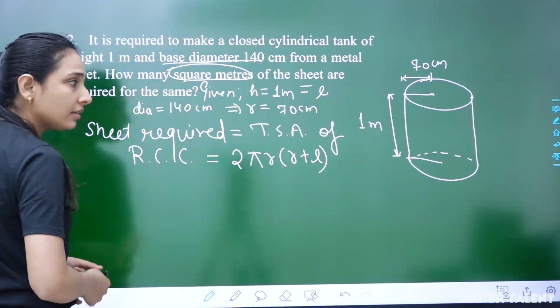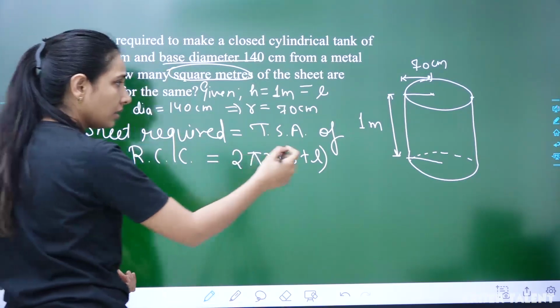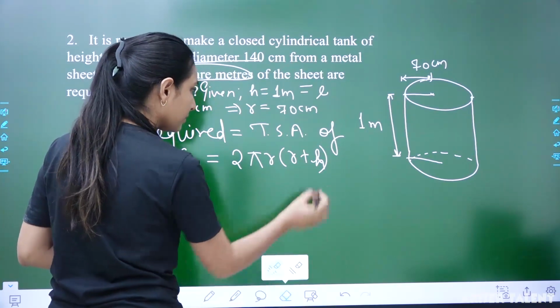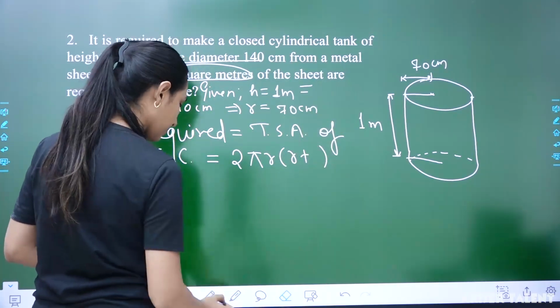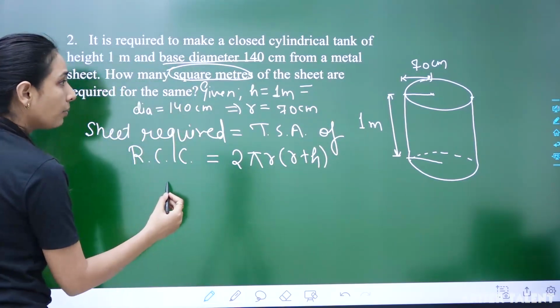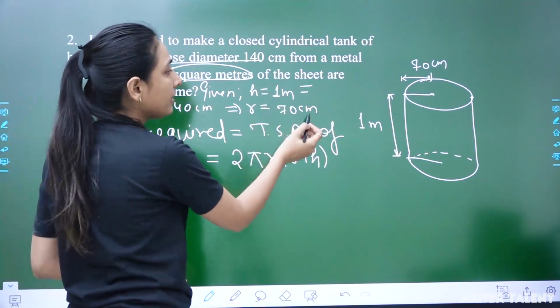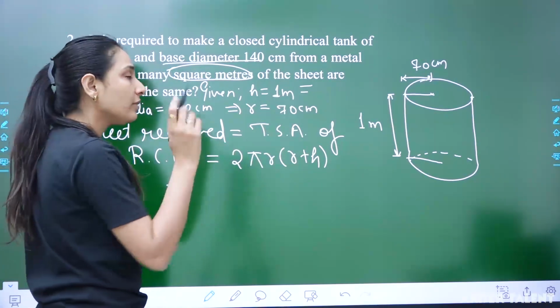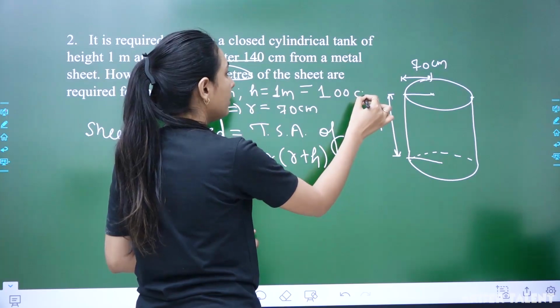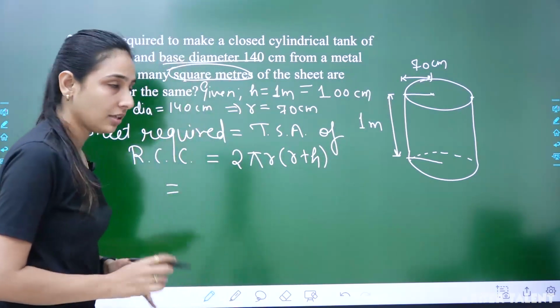This height is what? Length, or you can say h. Here we are writing h. So putting the values. Now this is in meters and this is in centimeters. I have told you to be very specific about the units. So that will be 100 centimeters, right?